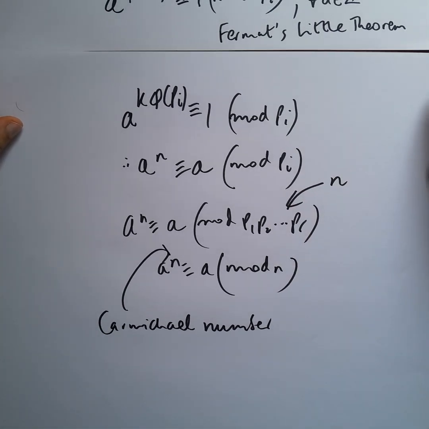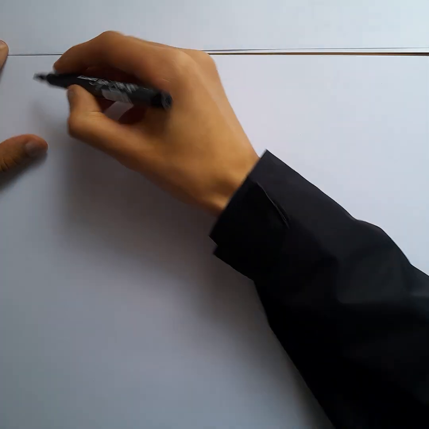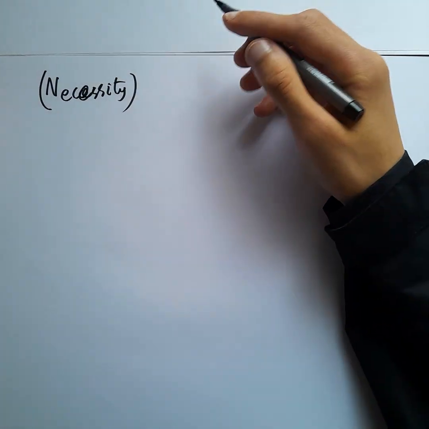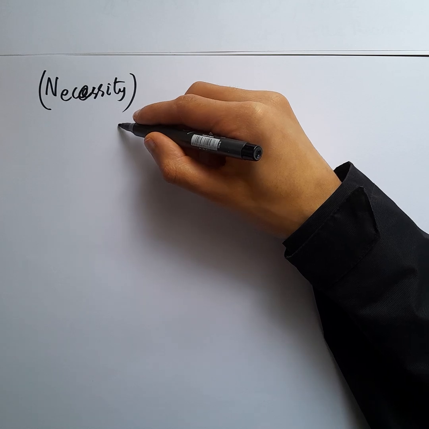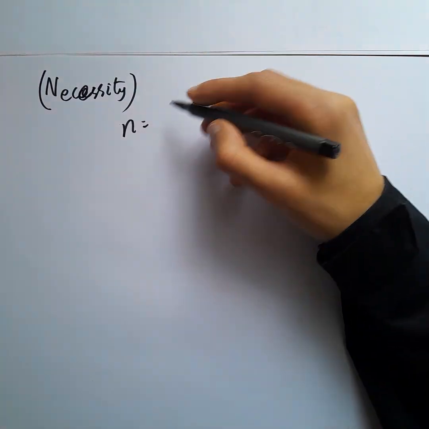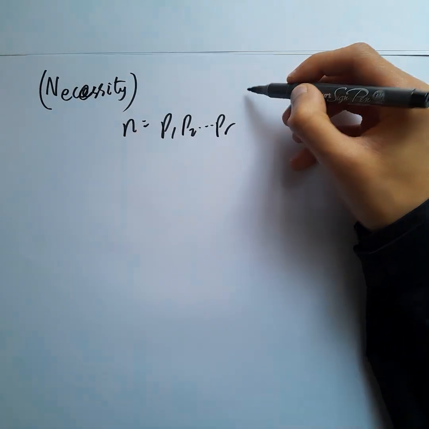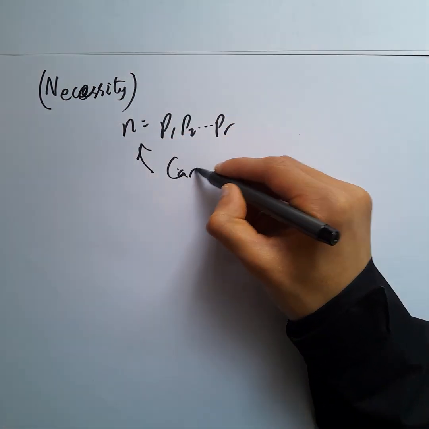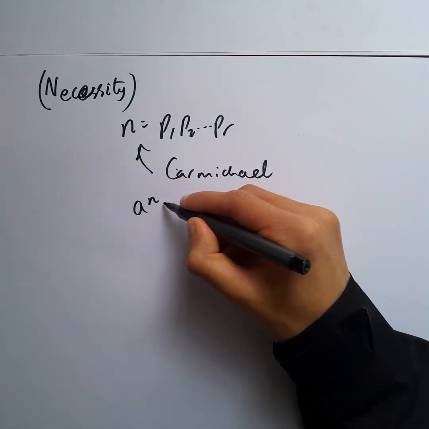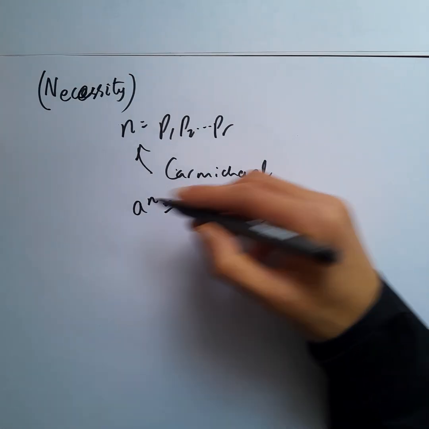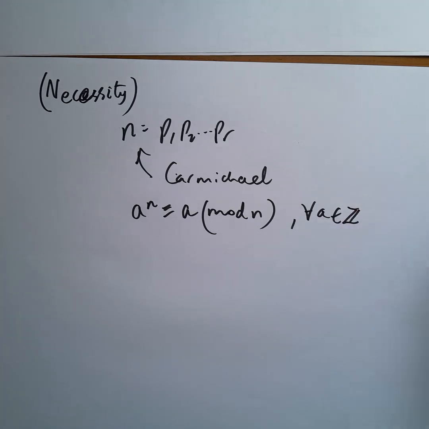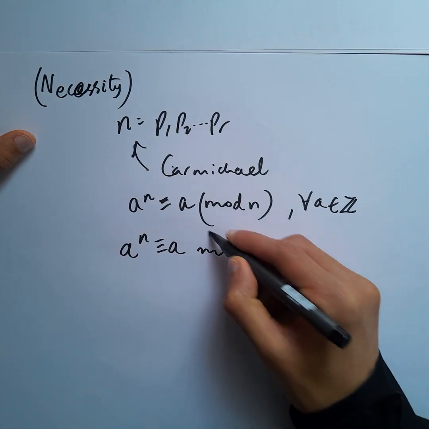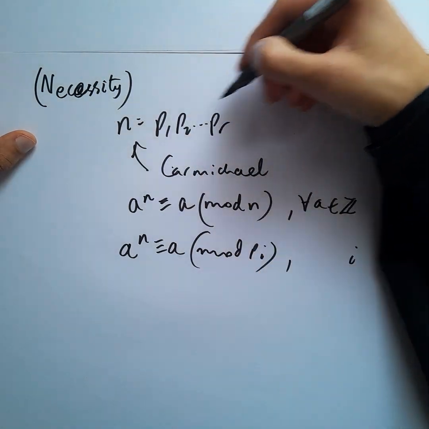Now we'll prove the necessity condition. We have to assume that n is square free and Carmichael. Again, we write n as p1, p2, ..., pr, where these are the different prime factors of n, and we'll assume that n is Carmichael, meaning that a to the n is congruent to a modulo n for all integers a. In particular, we have a to the n is congruent to a mod pi for any one of these prime factors.